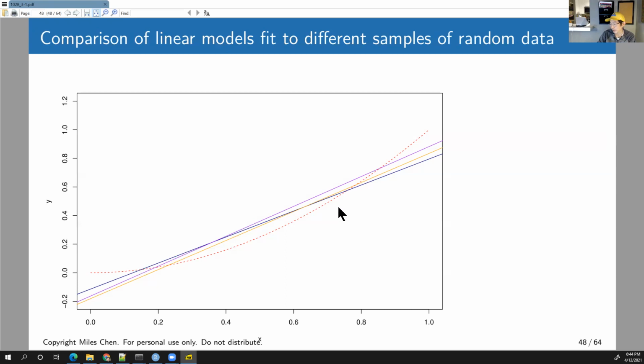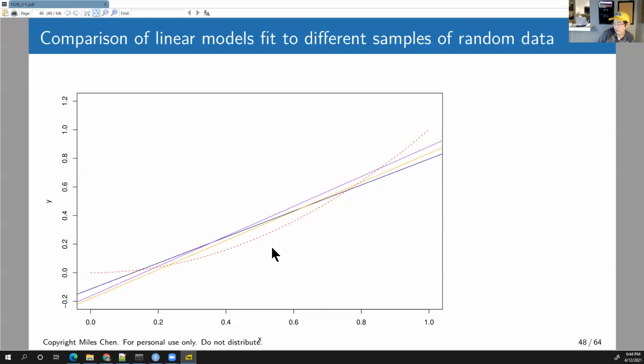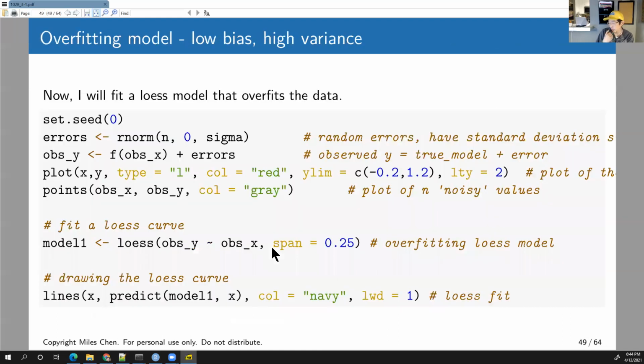Oh, not yet. I'm getting ahead of myself. So we say, all right, how much variance is there from one fit to another? There's a bit of variance, but overall, these lines are kind of similar to each other. And the reason why they're different is because each of the random dots that we drew from the population differ from each other. Here I'm going to do the same thing, but I'm going to fit a loess curve.